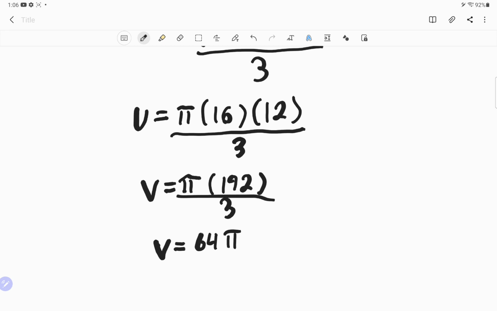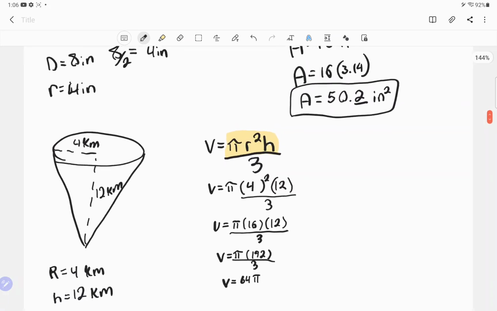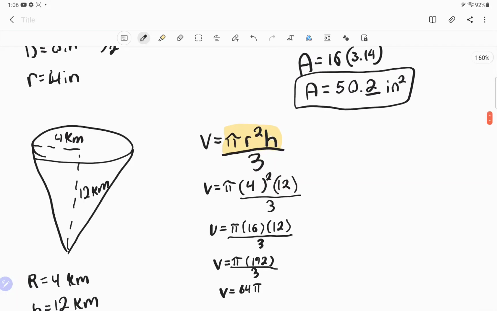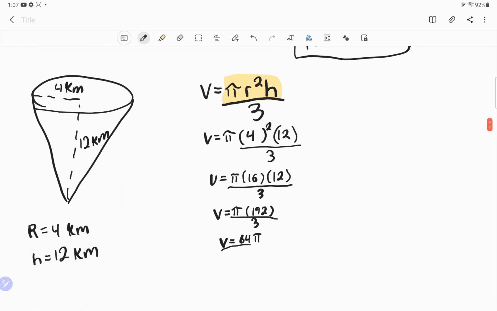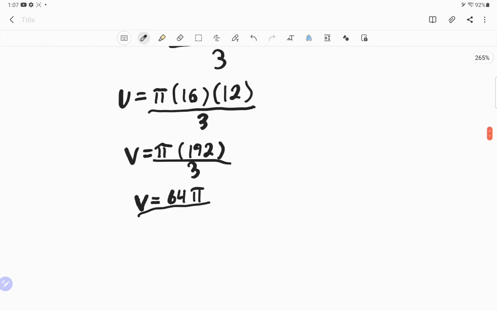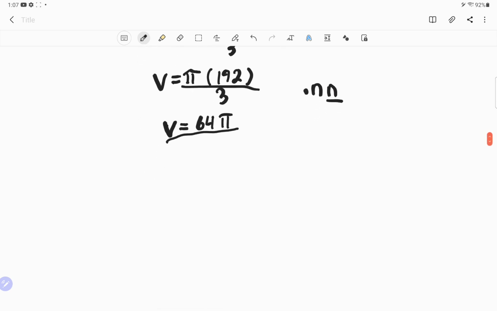That's what I get, 64 pi. Now, this problem, did I specify? Oh, I did not. It says we have to find the volume of the plane and we have to put it in the nearest hundredth. That means that we're going to have to multiply 64 by pi. Hundredth place is going to be your second decimal.